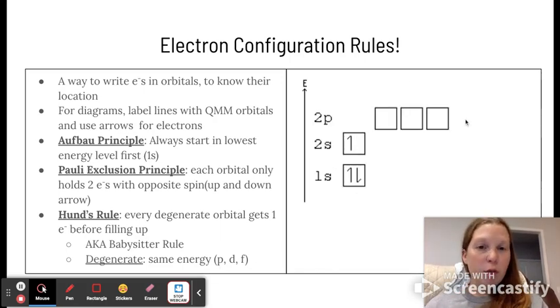So this is what an orbital diagram looks like. I know I have lines here, and some of them are noted by boxes. First off, you see the Aufbau principle, because we start in 1s; Pauli exclusion, because each one gets 1 up and 1 down; and then Hund's rule, because you put 1 in each of the boxes of 2p before you go back and fill up from there.